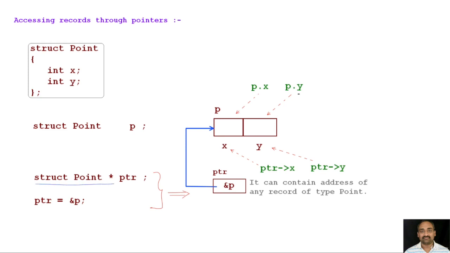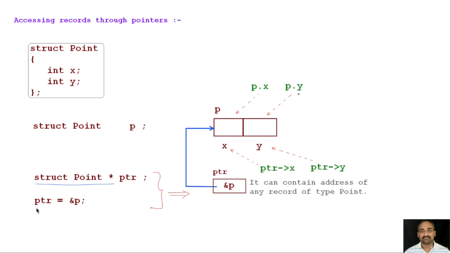Now what does this declaration mean? struct point *ptr. ptr is a pointer to a record of type point. That means ptr will occupy some memory space which is capable of holding an address, and this address might belong to a record of type point. So ptr is a pointer to a structure, or a pointer to a record of type point. This is the difference between these two.